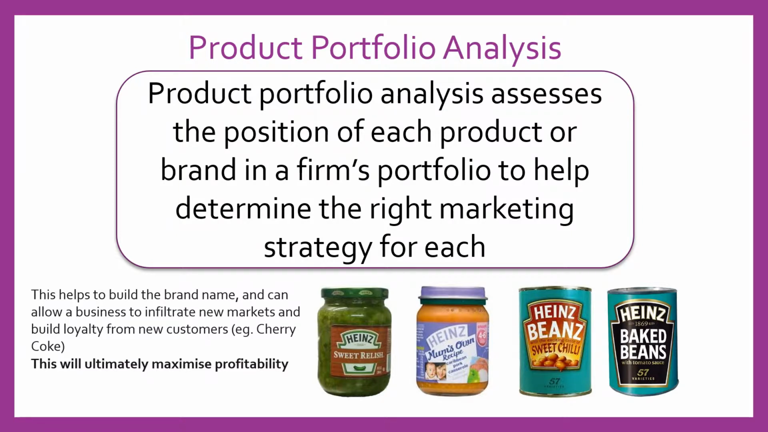Here we've got Heinz, where traditionally we've got beans, but of course then they branched out. They had sweet chili beans. They also did baby food, and they do their own types of relish as well. And of course then you've got tomato sauce and everything as well. So each of these products are in different markets, but they're all from the same company. So this is a way of them maximizing profit. It's a way of making sure that they hit a lot more of their target market.